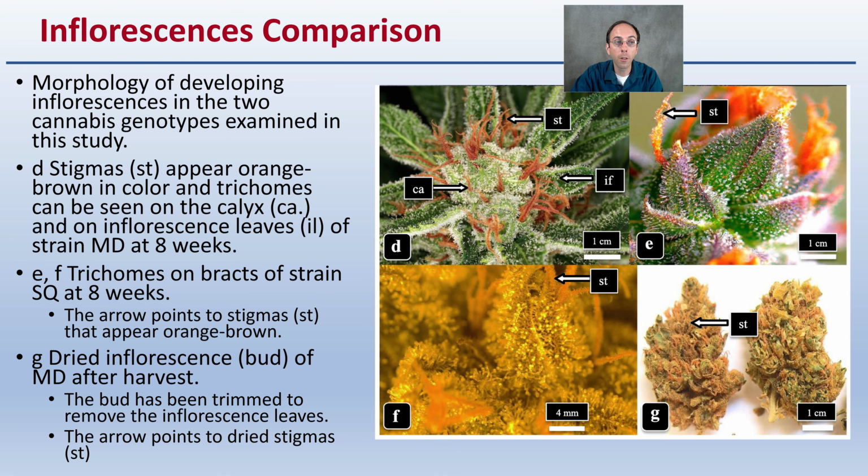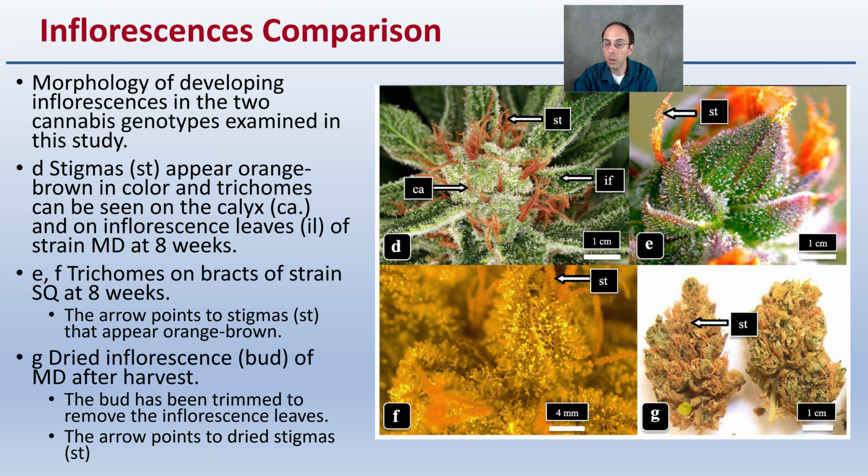Now again, the comparisons of the morphology of developing inflorescence in two cannabis genotypes were examined. Looking over here, the stigmas, marked by ST, appear as an orange-brown coloration. The trichomes can be seen on the calyx, which is located right here, and on inflorescence leaves of Moby Dick at 8 weeks. And we're looking at E and F, trichomes and bracts of strain Space Queen at 8 weeks here. The arrows point to the stigmas, which again appear brown and orange on that variety as well.